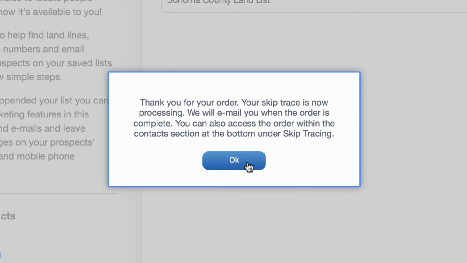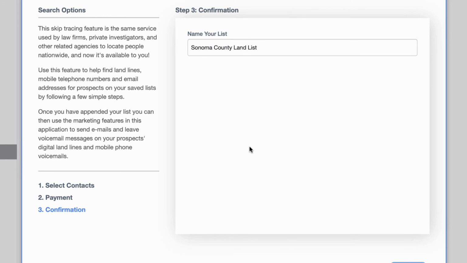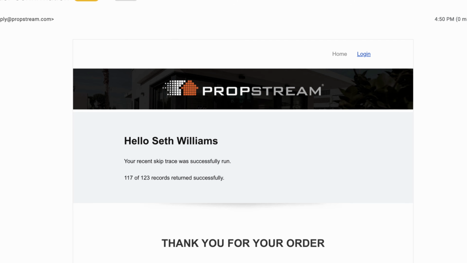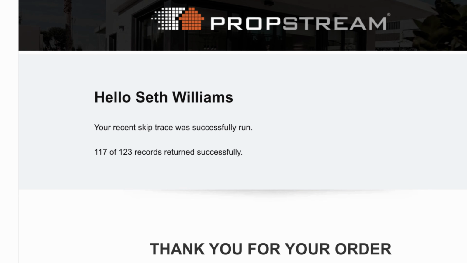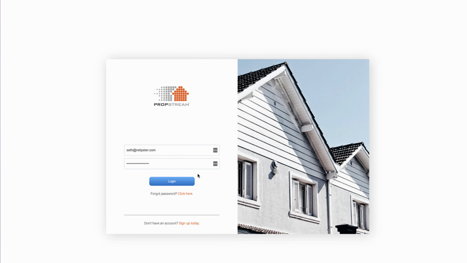And it's going to take a little bit of time to skip trace all those. And once it's done, it's going to send me an email to let me know. And then we can get back in here and see the results of what it was able to come up with. Okay, so fast forward about 5 minutes. I've been sitting here for just a little bit waiting for this email to come in, and I just got it. It looks like they were able to skip trace 117 of the 123 records that I requested to have skip traced. We can go ahead and log in to see the results, see what came back.